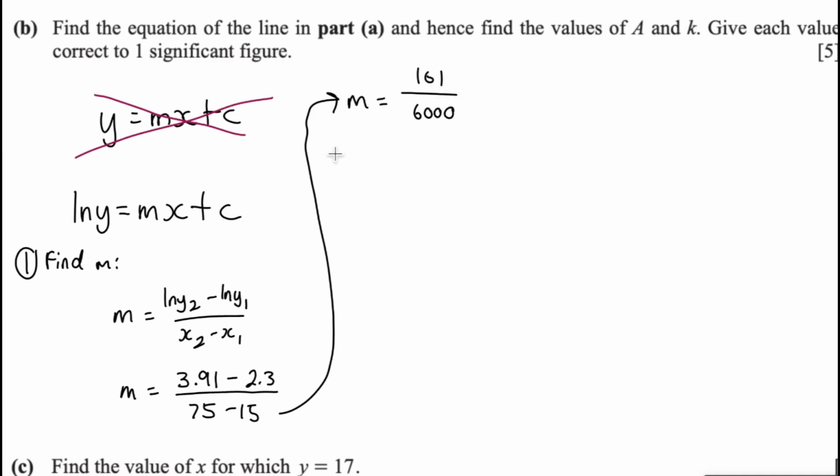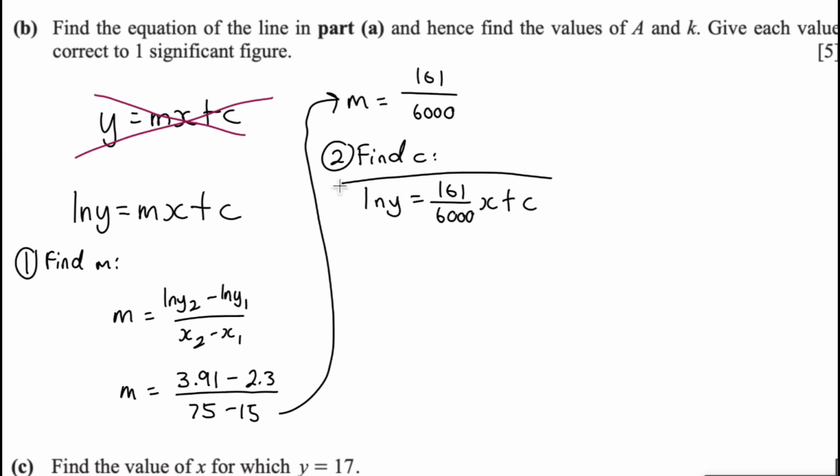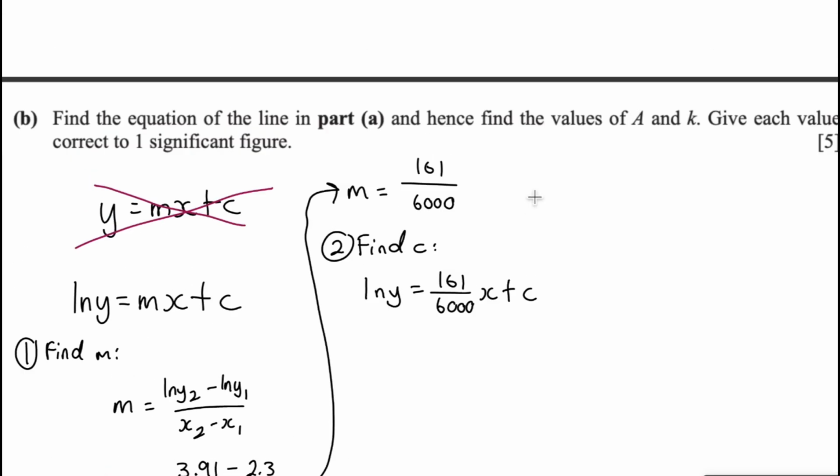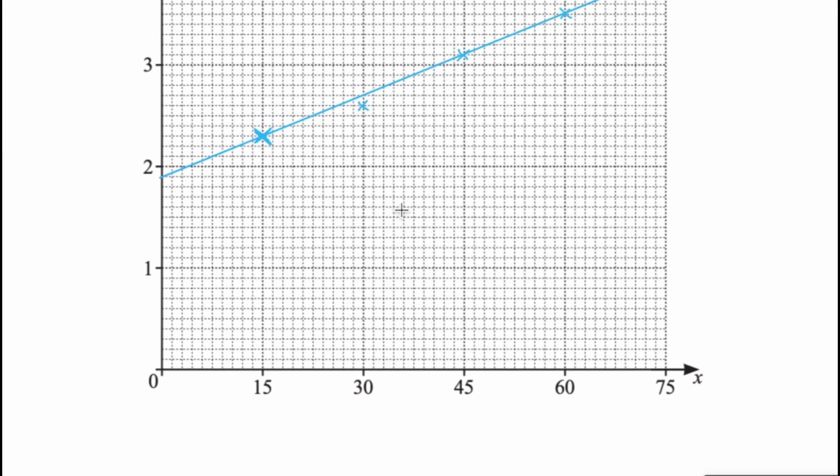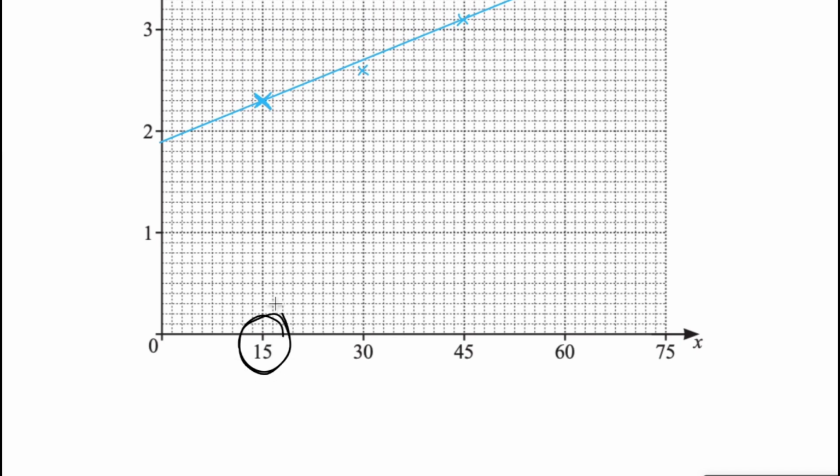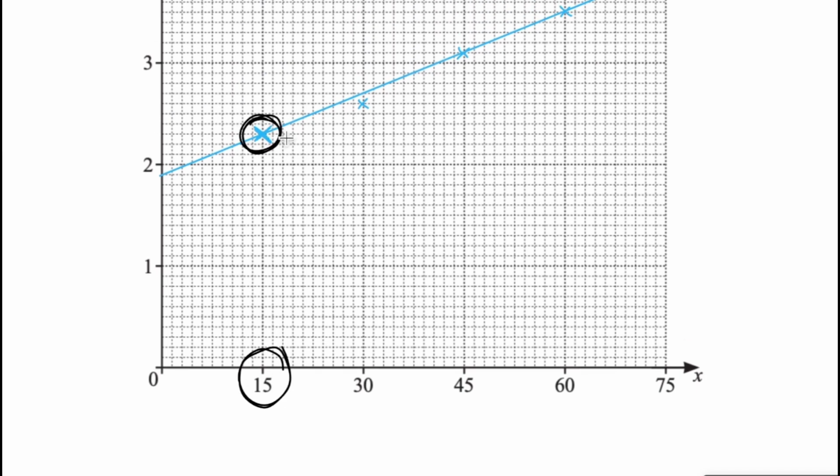Once you get the value of m, go ahead and find the value of c. You're going to update the value of m in your equation. So that's ln y equals 161 over 6,000 x plus c. And you really want to just take a point and substitute one pair of coordinates into it. The easiest coordinate that we're going to use is the one with the smallest numbers. That's going to be 15, and then this 2.3 here.